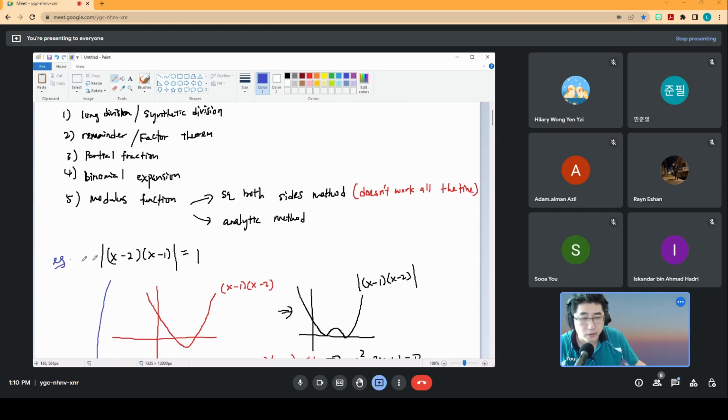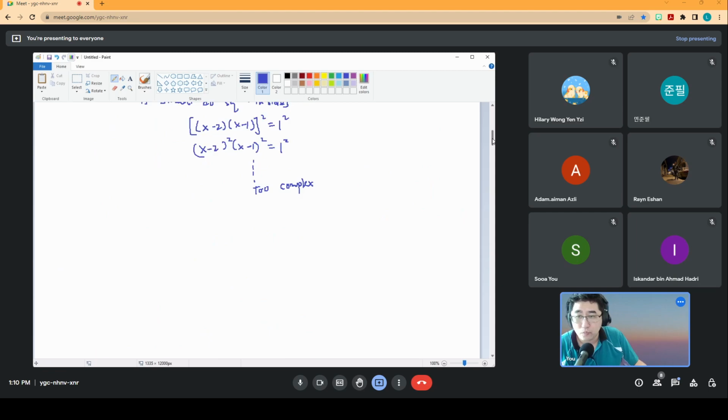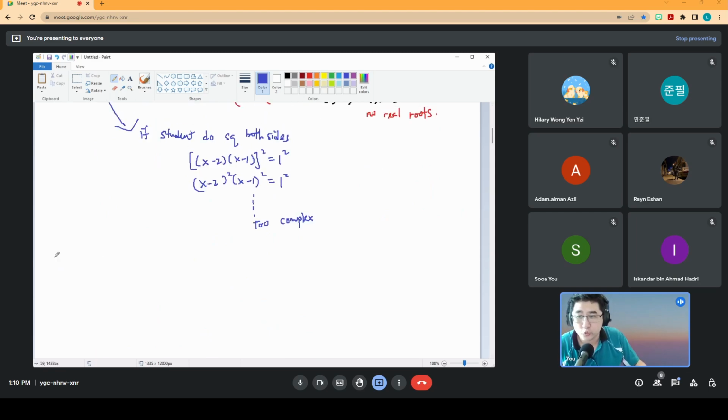Example, we can also do a question that may actually work like this. Maybe modulus of x minus 3, plus 4, equals to 5x... plus x, maybe. Plus x equals to 4.